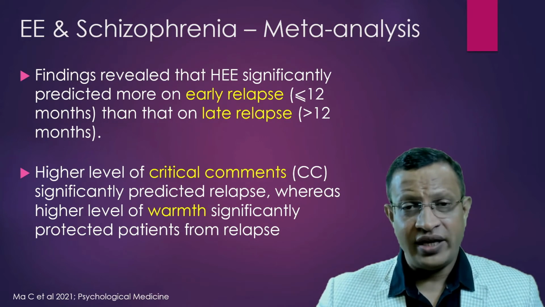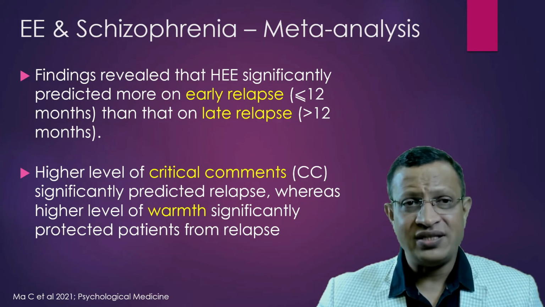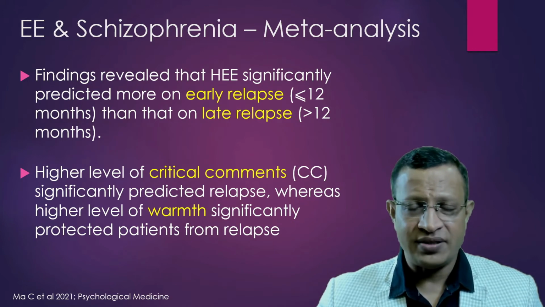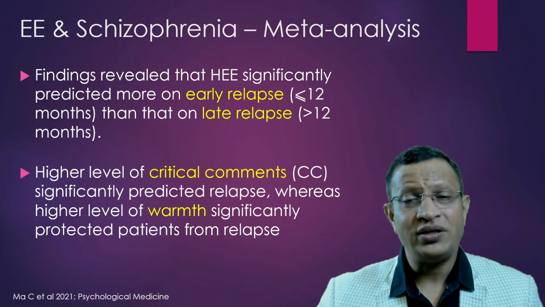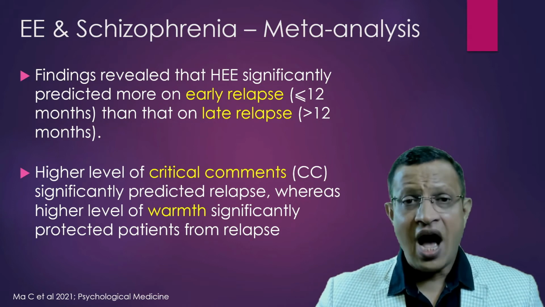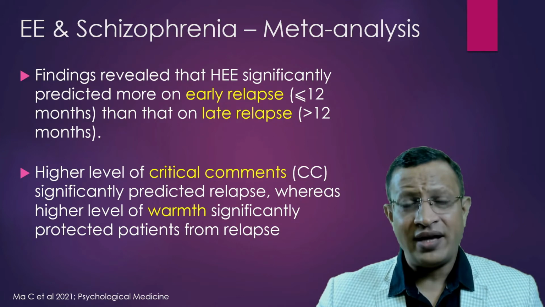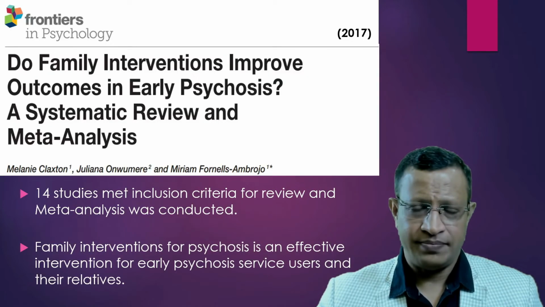The finding of the study was stunning. The finding revealed that high expressed emotion significantly predicted early relapse, that is, less than 12 months. But it did not predict with regard to late relapse, that is, more than 12 months. However, higher level of critical comments significantly predicted relapse, whereas higher level of warmth significantly protected the patient from relapses.